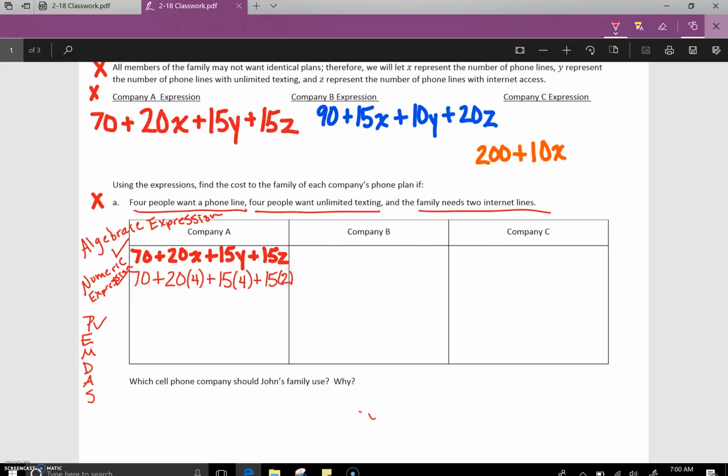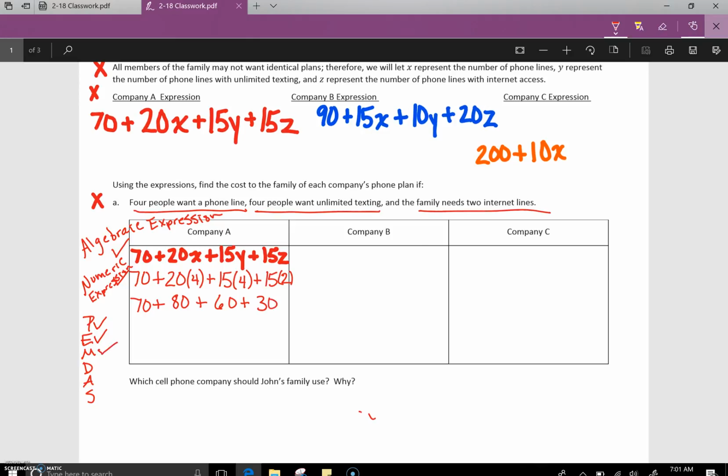So parentheses first. There's no work to be done inside the parentheses. There are parentheses here, but they are just separators. There are no exponents, so we're going to go through and multiply. 70 can just be brought down. 20 times 4 is 80. 15 times 4 is 60. And 15 times 2 is 30.